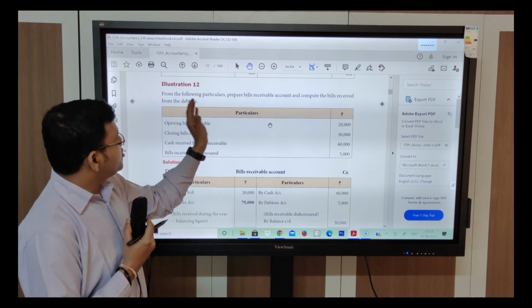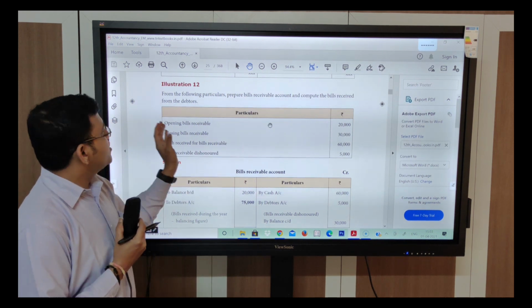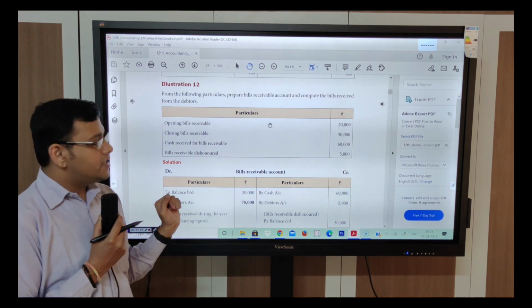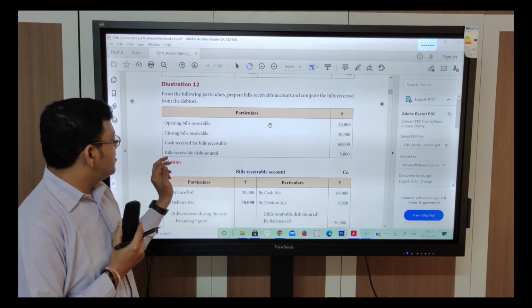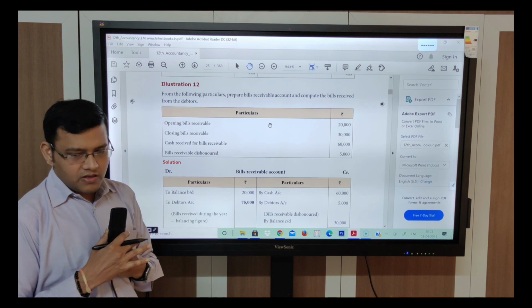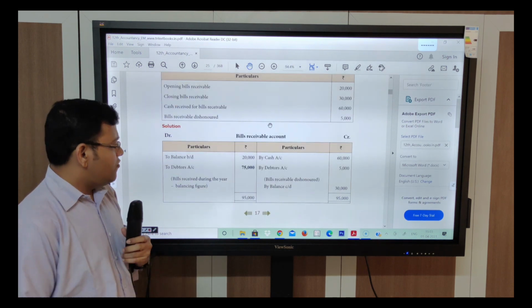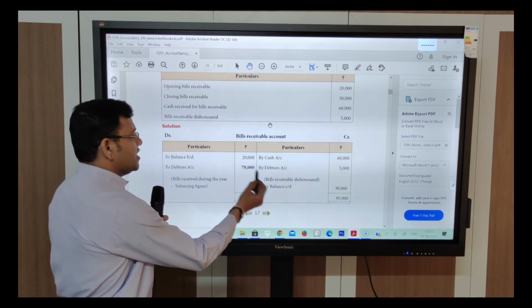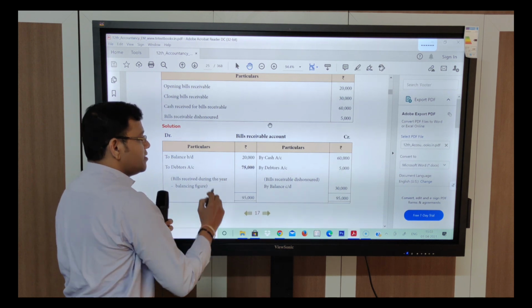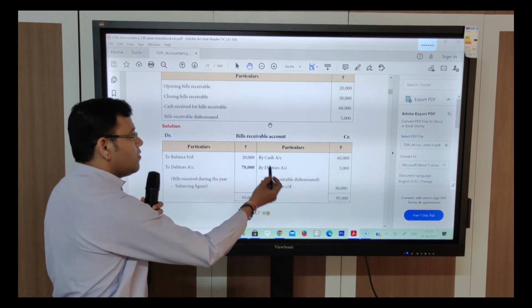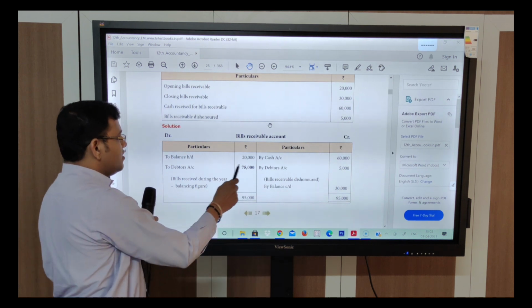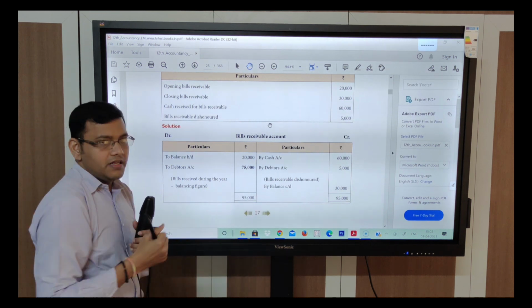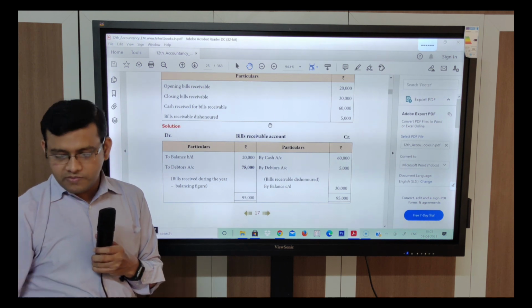Here they are asking you to prepare the bills receivable account and compute the bills received from the debtors. The opening and closing balance is given, cash received is given, bills receivable dishonored is given. So simply apply the format. Opening is on the debit side, closing is on the credit side. Whatever cash you receive, and the closing balance, the balancing figure will be the debtors account, which is 75,000.